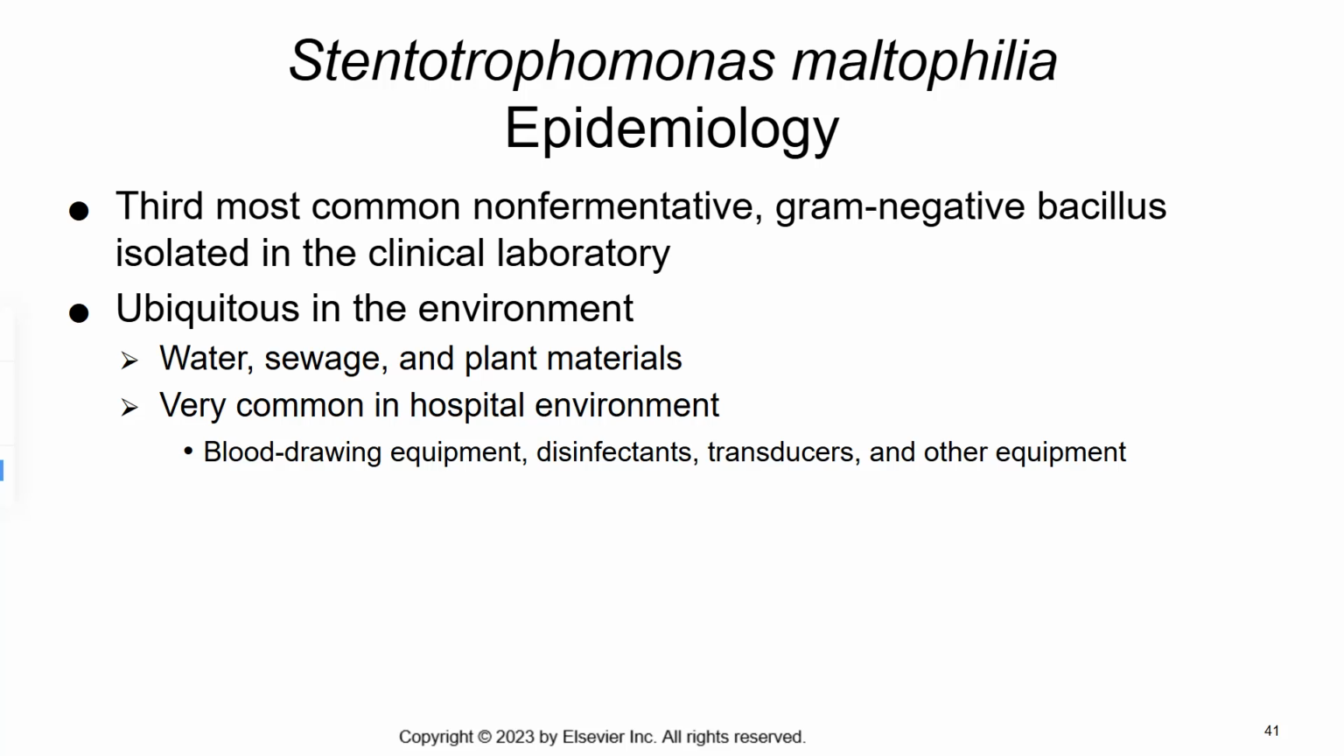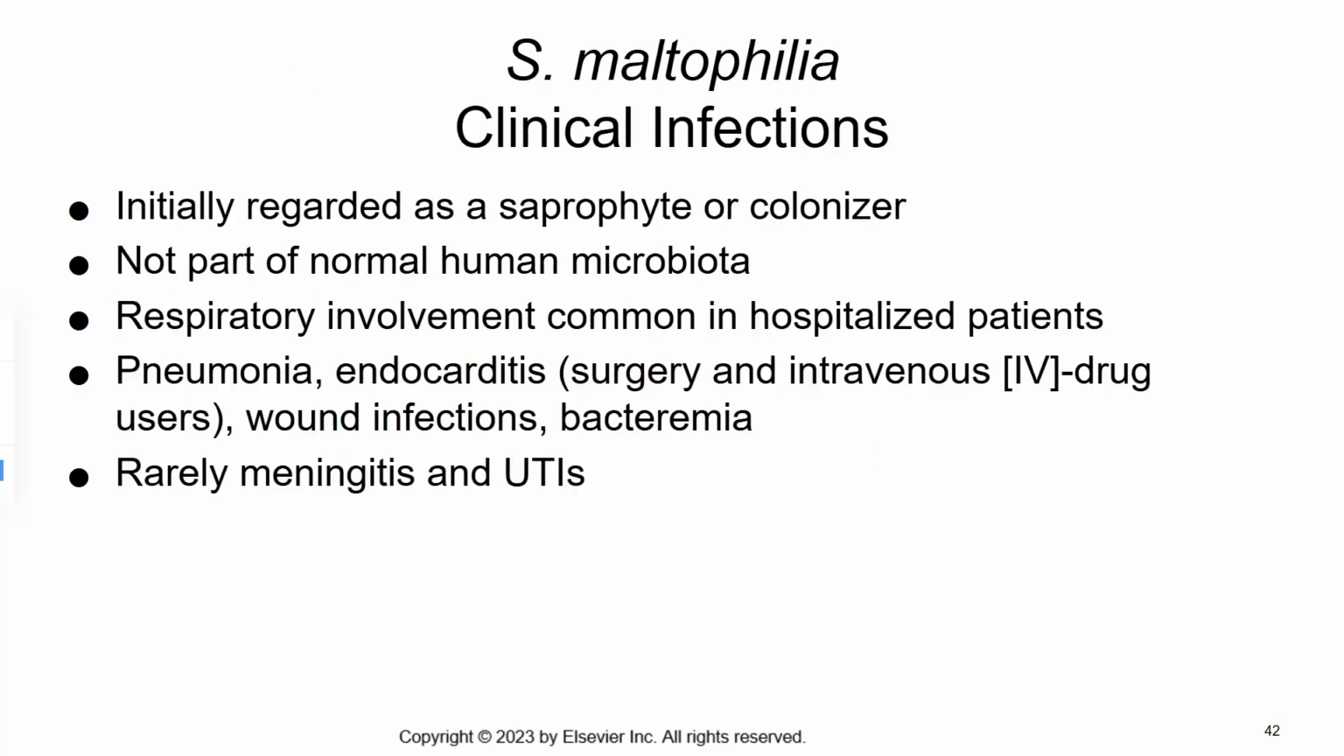Stenotrophomonas maltophilia. It's the third most common non-fermentative gram-negative bacillus isolated in the clinical laboratory. It's ubiquitous in the environment: water, sewage, and plant materials. Very common in the hospital environment: blood drawing equipment, disinfectants, transducers, and other equipment. Initially regarded as a saprophyte or colonizer, not part of the normal human microbiota. Respiratory involvement is common in hospitalized patients: pneumonia, endocarditis, wound infections, and bacteremia, rarely meningitis and UTIs.